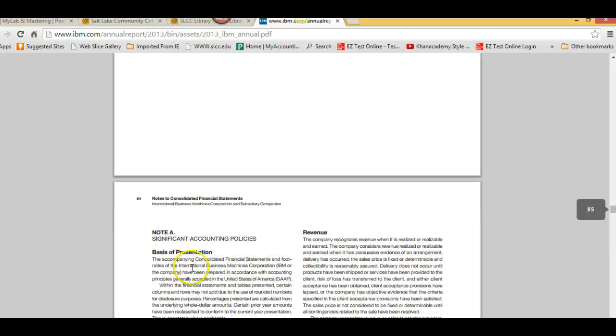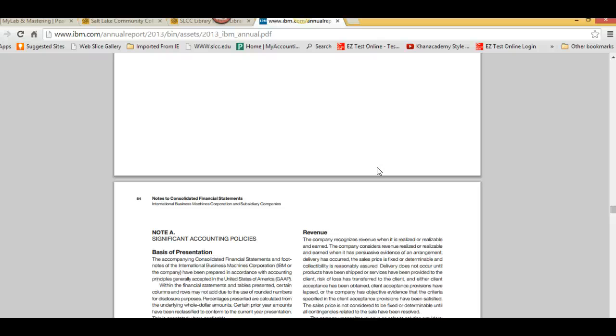And then the last thing that was discussed in your chapter is significant accounting policies. All financial reports must include a note that discusses the significant accounting policies so that you can tell what choices IBM has made when choices are available. Did they use FIFO, LIFO, weighted average, that kind of thing. That will always be the first note to the financial statements or a preamble to the notes.